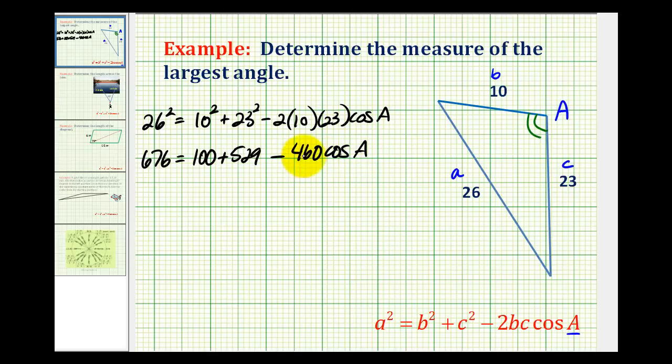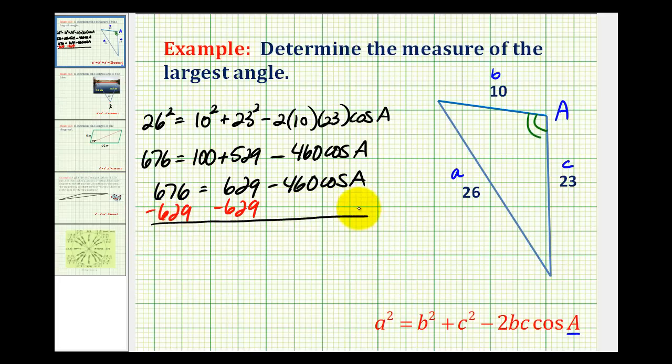Now we need to be a little bit careful here. This 460 is attached to the cosine by multiplication. So we can add these two, but we can't subtract 460. So we'll have 676 equals, this will be 629 minus 460 times cosine A. And now we can subtract 629 on both sides. This will be 47 equals negative 460 times cosine A.